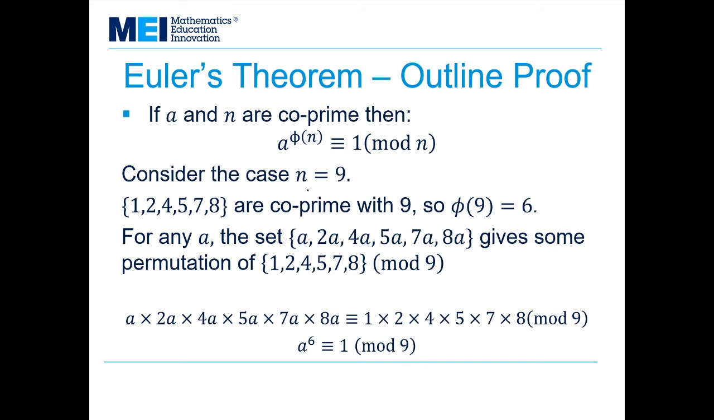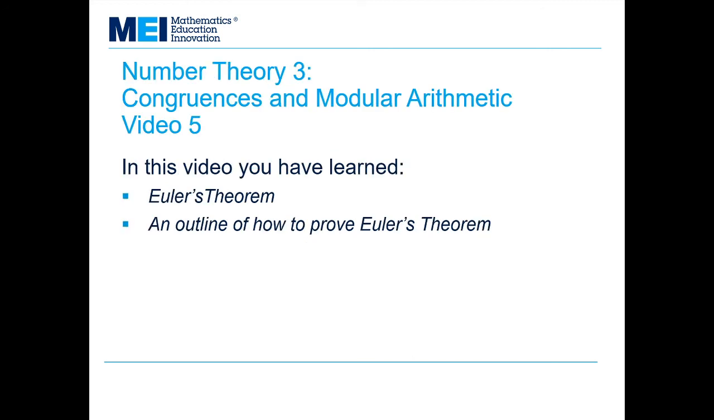This was just an example with the special case n equals 9, but the same argument can work for other numbers. You're always going to get a permutation of the set of things which are coprime with your number n. In this video, you've learned Euler's theorem and you've seen an outline of how to prove Euler's theorem.